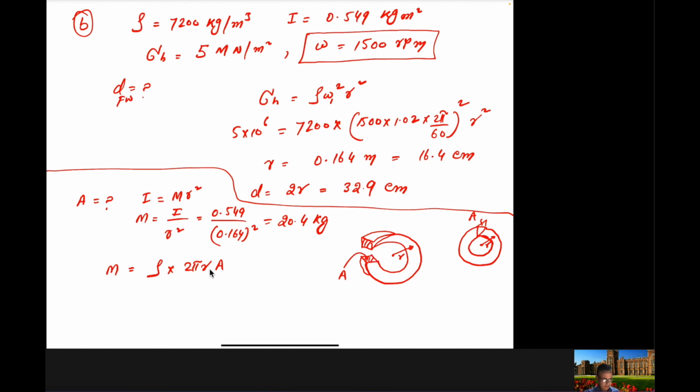So in this case, now you are given everything. The only thing which is unknown is this A. So A will become equal to m divided by rho into 2 pi r. So if you put the values of the mass, which is 20.4, the density here, which is 7200, 2 pi, and into r, which is again 0.164, this will provide you with the cross-section area of the rim of the flywheel, which is 2.74 into 10 raised to power minus 3 meter squared.